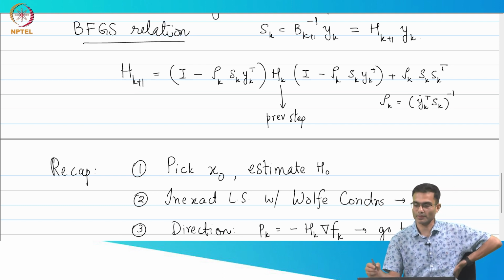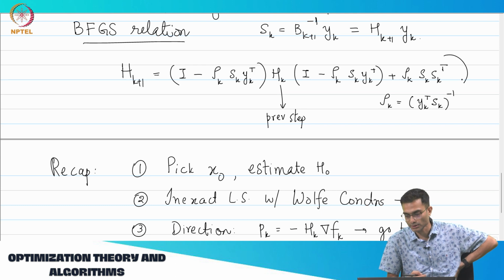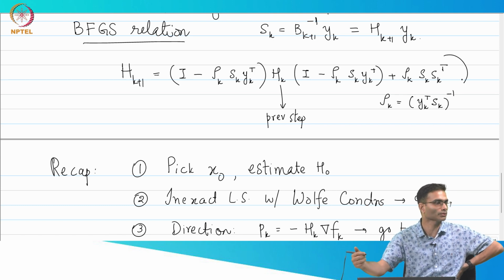Sk transpose, quick check. What is sk transpose? Scalar vector matrix, rank 1 matrix, right? And so this entire expression is a matrix. So given the previous hk, I can update this, calculate the new h, and move on.